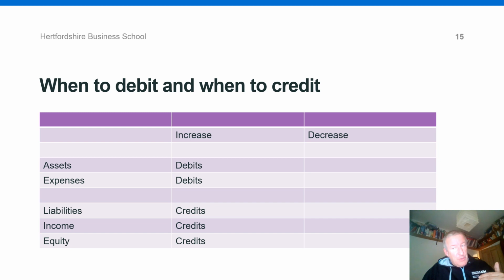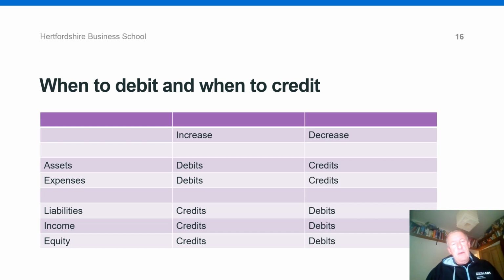In a trial balance, all of your accounts which are assets and expenses will be debit balances. And all of your liabilities, income and equity will be credit balances. If the transaction is reducing, then you just do the opposite. So to reduce an asset is a credit. To reduce an expense is a credit. To reduce a liability is a debit. It all started with knowing there are 5 elements, and knowing to increase an asset is a debit.